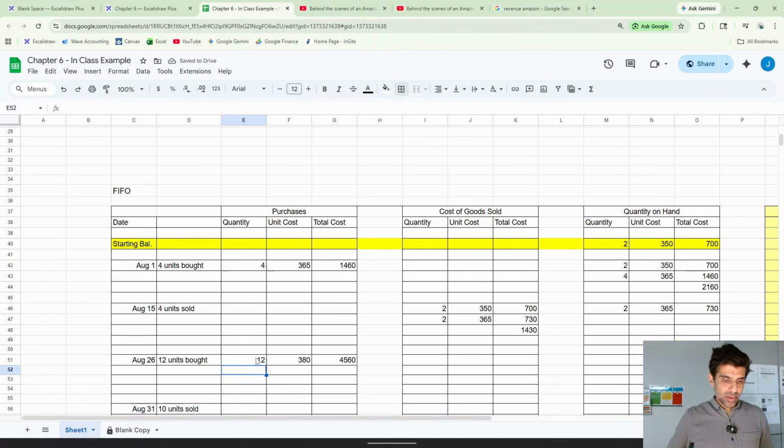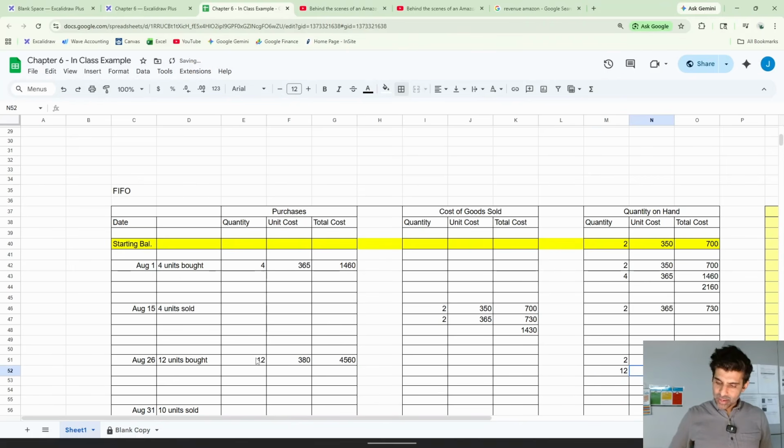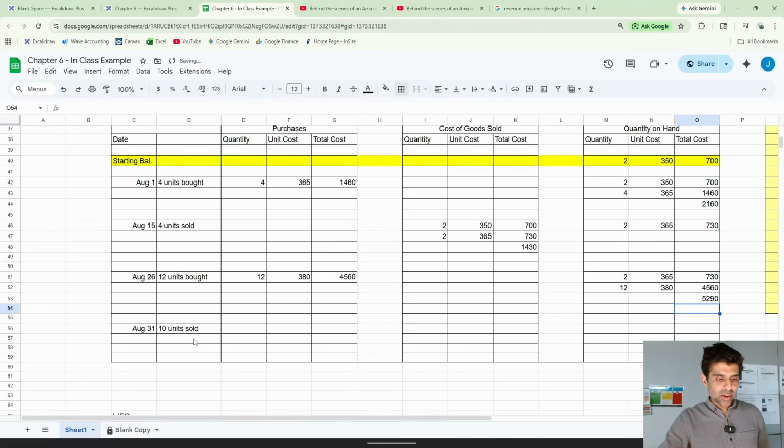Okay, and now our ending inventory, again, we have 2 units at 365 that are carrying over. And then we have 12 more units at 380. Okay, so now we're going to sell 10 units, okay? So again, we're going to start at the back. These are the oldest ones. We're going to expense those 2. And then we're going to move on.